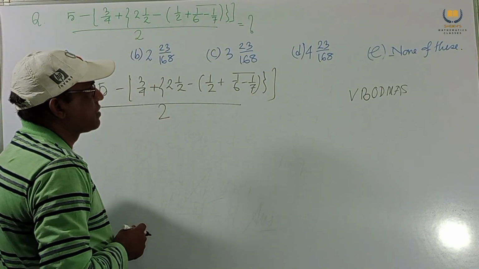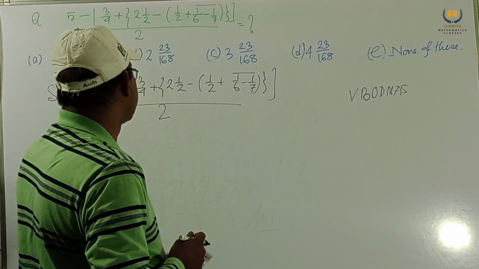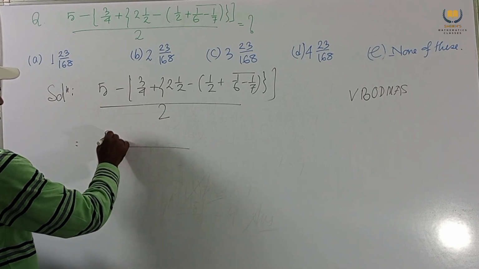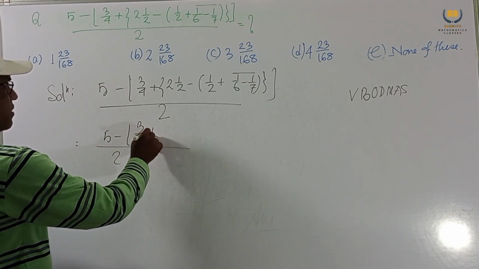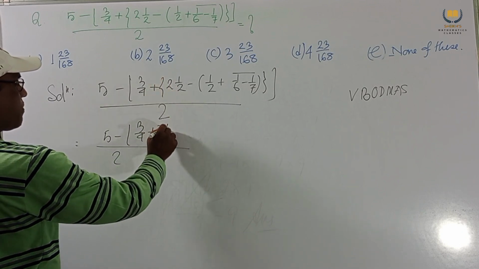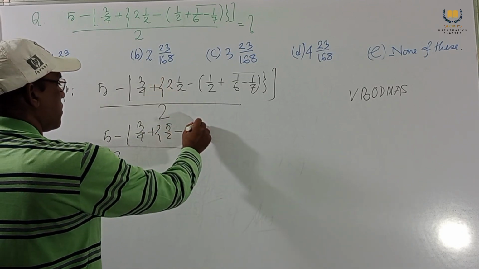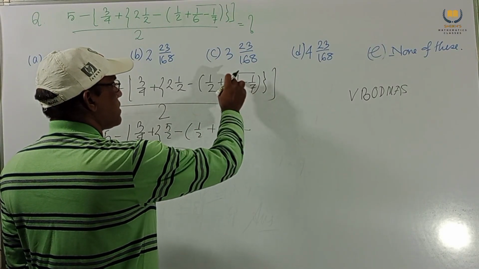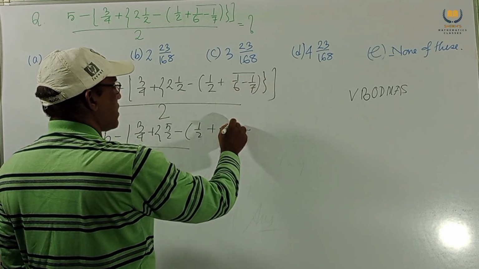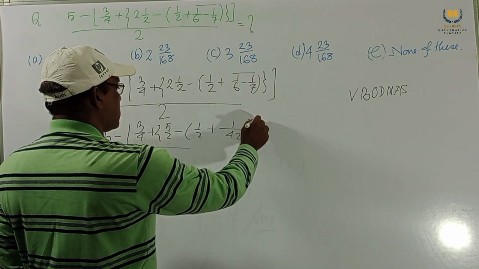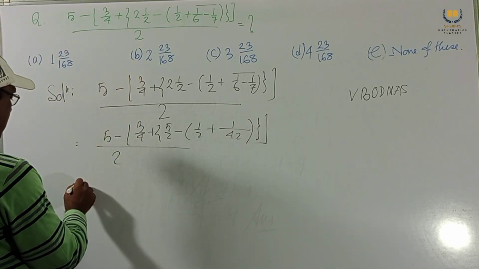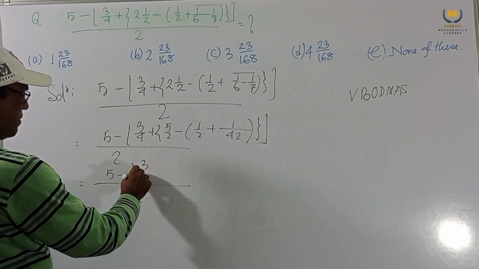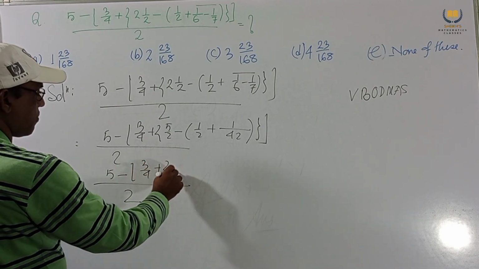So first, our V, first we remove this. We can solve directly also, but it is better to solve in this way. This is 4, 5 by 2, 1 by 2, this is 42, 7 minus 1, 7 minus 6, 1. We write this one. And this will be 2, 5 minus 3 by 4, 1 by 5.